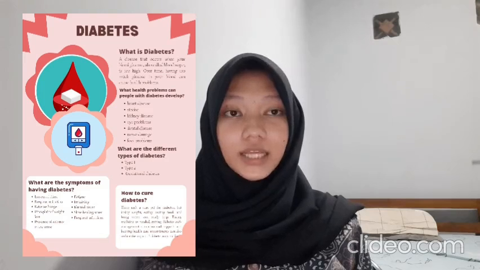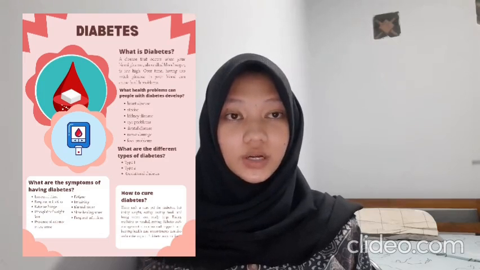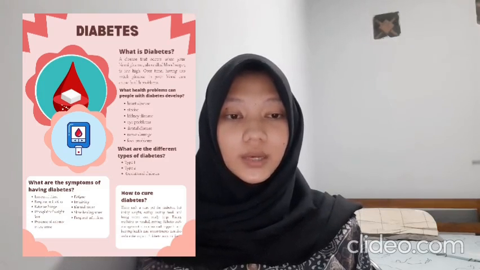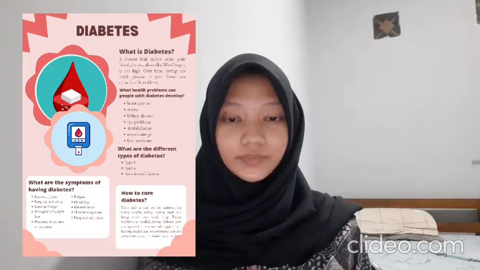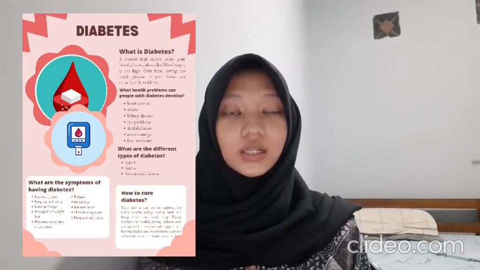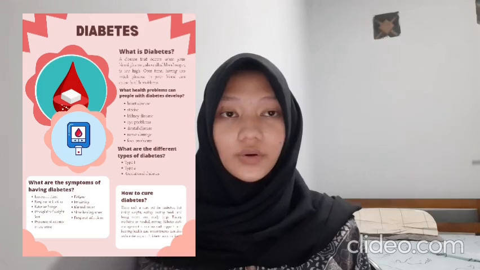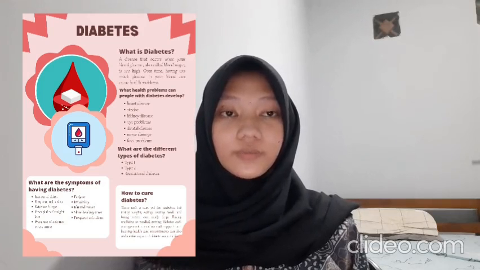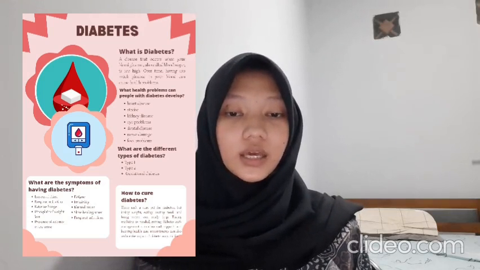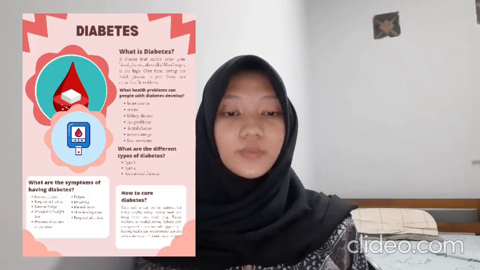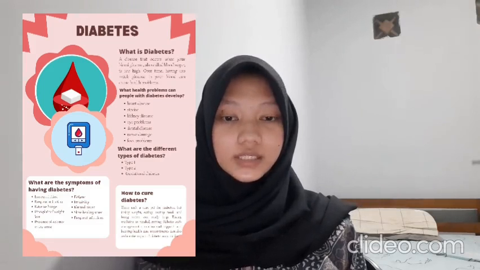Second, type 2. If the person has type 2 diabetes, his body doesn't make or use insulin well. We can develop type 2 diabetes at any age, even during childhood. However, this type of diabetes occurs most often in middle-aged and older people. Type 2 is the most common type of diabetes.